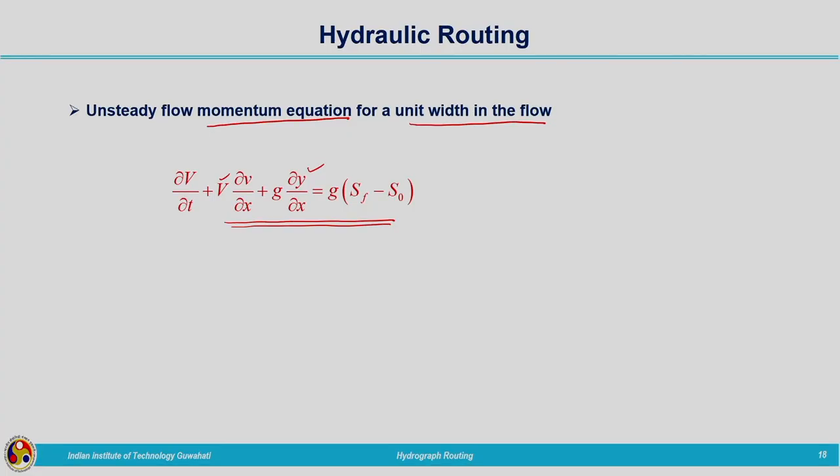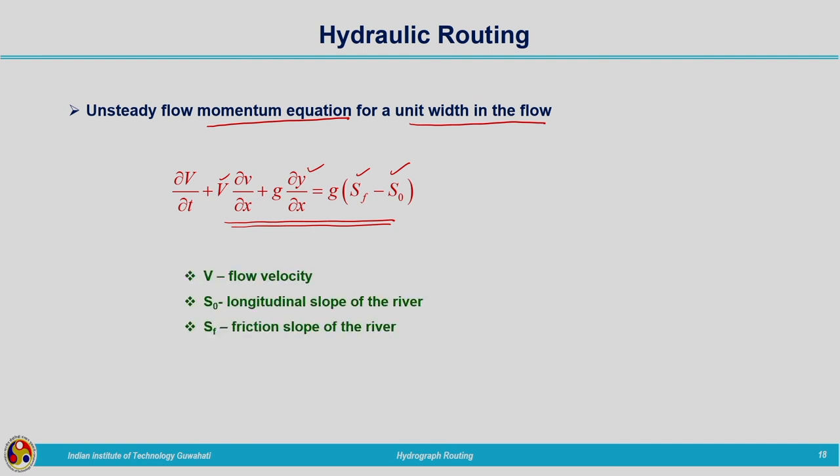Here, in the different terms we have Sf and S0, representing the friction slope and bed slope. V is the velocity, Y is the water depth, and g is acceleration due to gravity. Those are written over here, and this is our momentum equation.